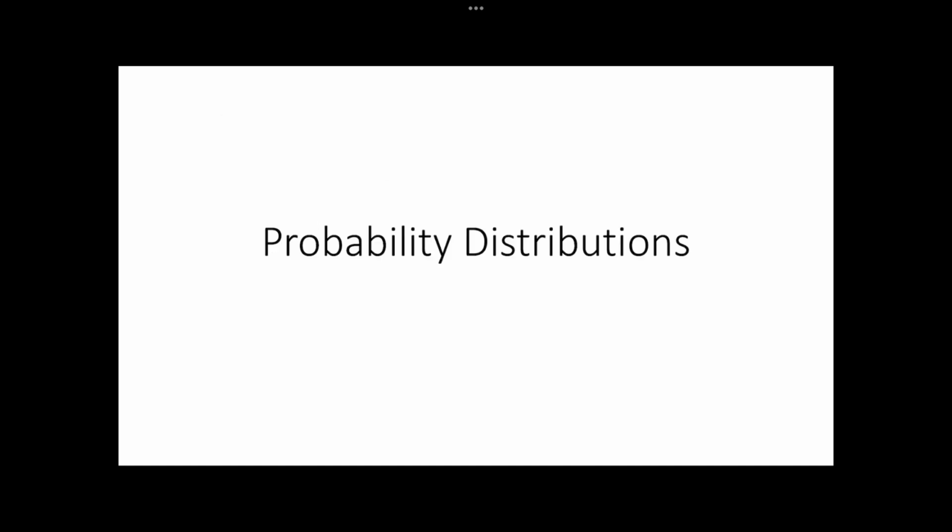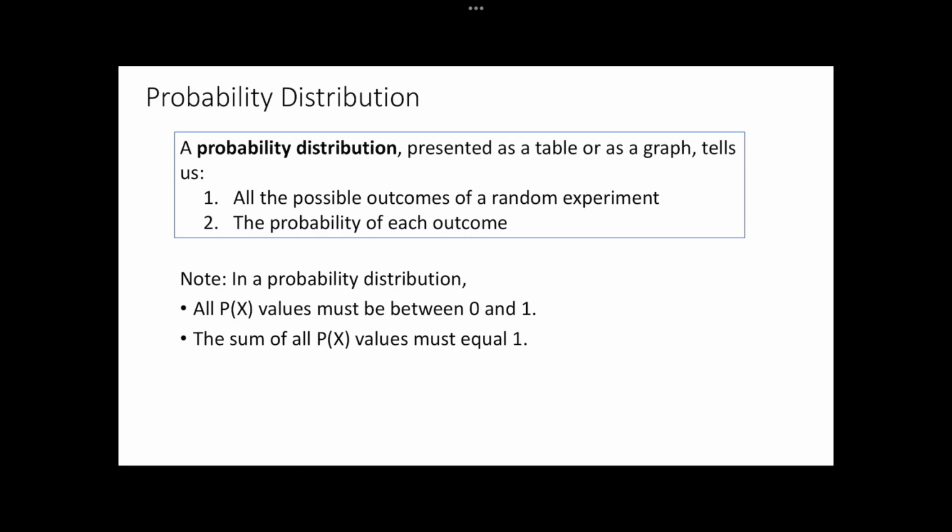We're going to start with the discussion of probability distributions. So what is a probability distribution? Well, it gives you all the possible outcomes of a random experiment and the probability of each outcome. A probability distribution must satisfy that all probability values must be between 0 and 1, and the sum of all p of x values must equal 1. So when you add up all the probabilities of the events in the sample, it must add up to 1.